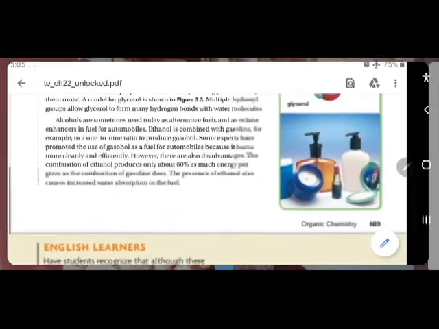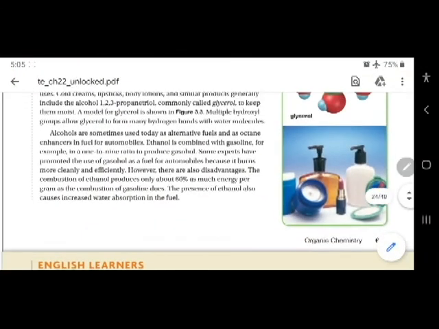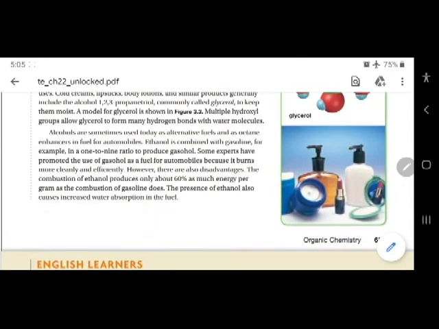Now, alcohols are sometimes used today as alternative fuel and as octane enhancers in fuel for automobiles. Ethanol, for example, is combined with gasoline in a 1:9 ratio to produce gasohol. Some experts have promoted the use of gasohol as a fuel for automobiles because it burns more cleanly and efficiently. So the enthalpy of combustion will be much more than gasoline alone.